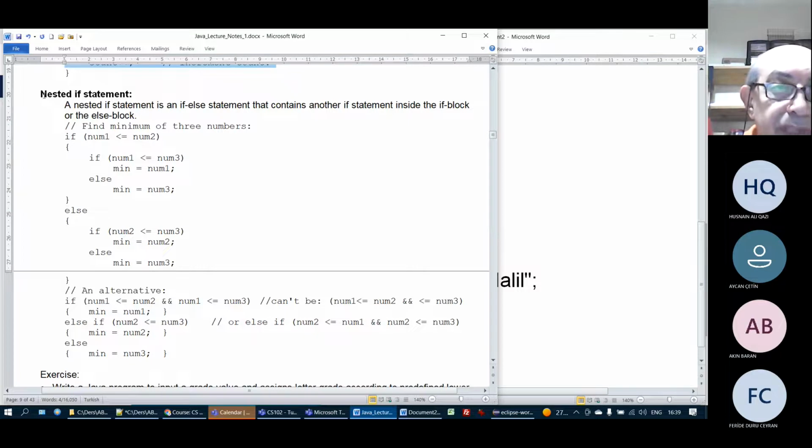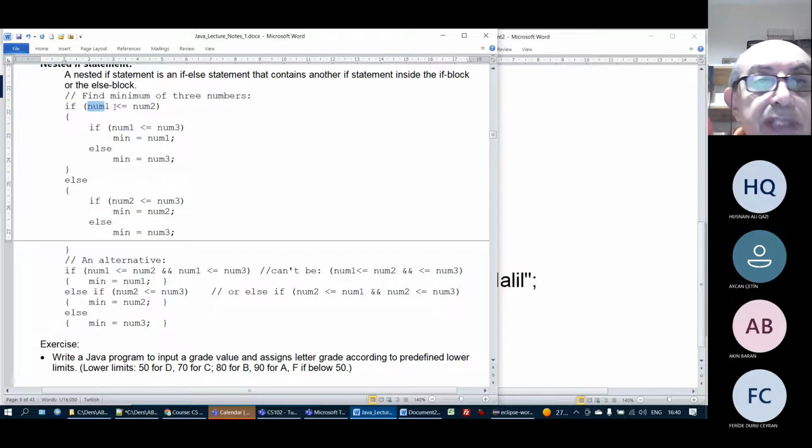Now, nested if statements. What is a nested if statement? There's an if statement inside another if statement. If statement and another if statement. This if statement is nested inside this one. This kind of if statements inside if statement are called nested if statements.